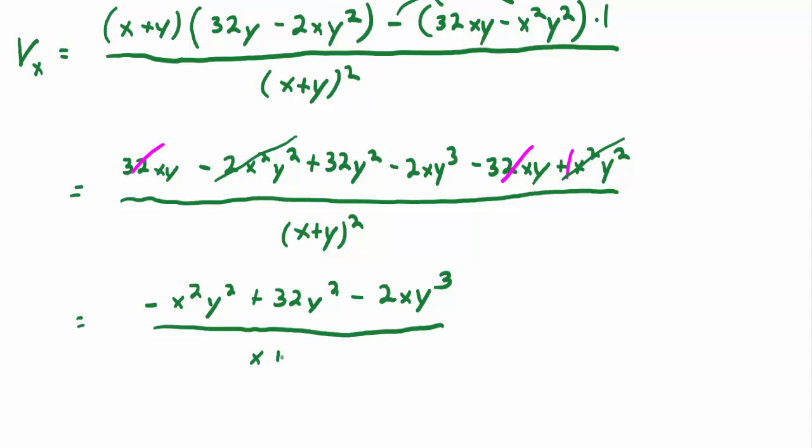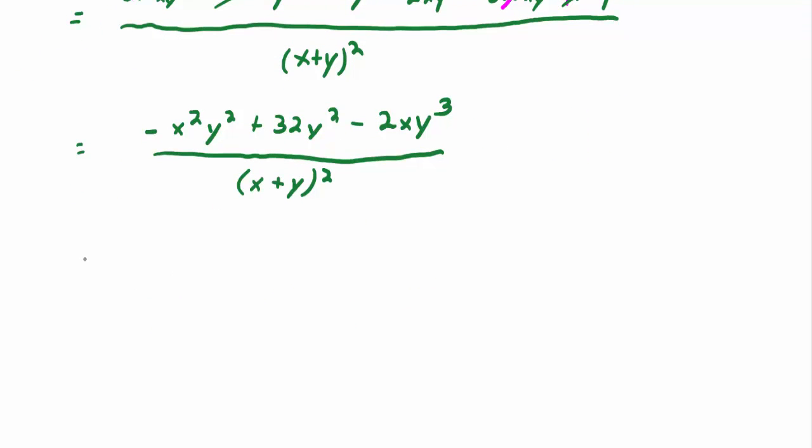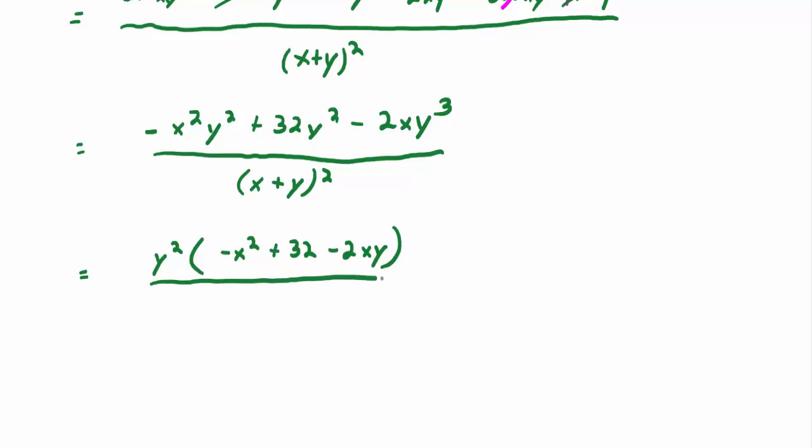This isn't near as bad as it looks, and I'll show you why. What can we factor out of the numerator? Each term contains a y squared. So we factor out a y squared, what's left in the numerator? Negative x squared. What else? Plus 32. What else? Minus 2xy. All over x plus y quantity squared.